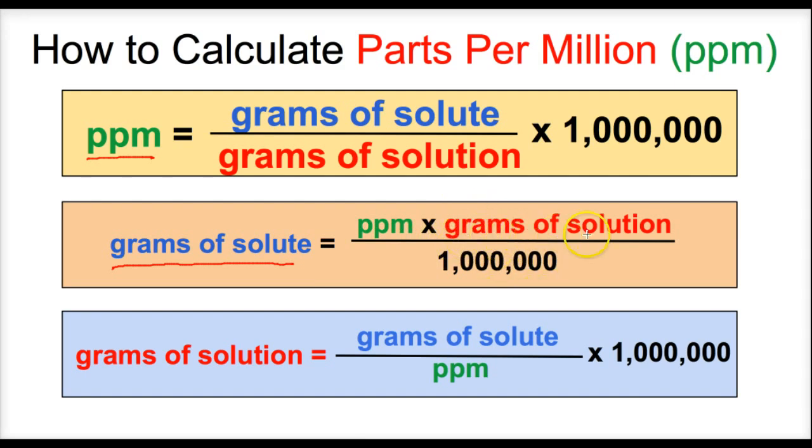And last, if you wanted to figure out the grams of solution and get this all by itself on one side of the equal sign on top, you're going to have to take this and put it on the bottom over here, and you're going to have to take this and put it on the top over here. If you do that, you will end up with this formula. To get the grams of solution, you take grams of solute divided by parts per million times 1,000,000. So let's work with these 3 formulas here and work out 3 examples where we solve for each one of these.